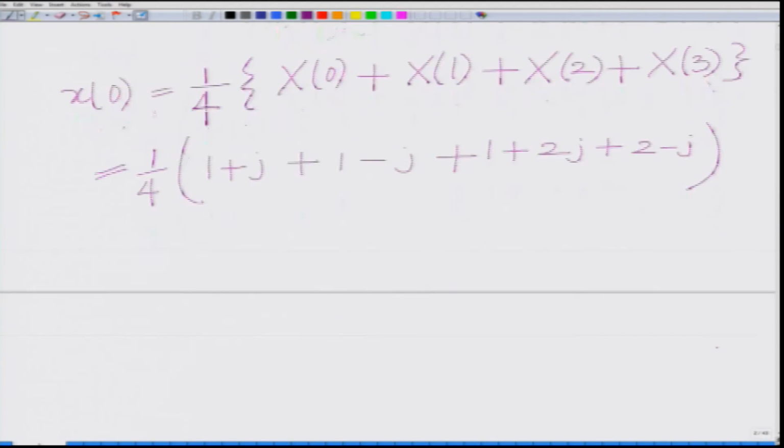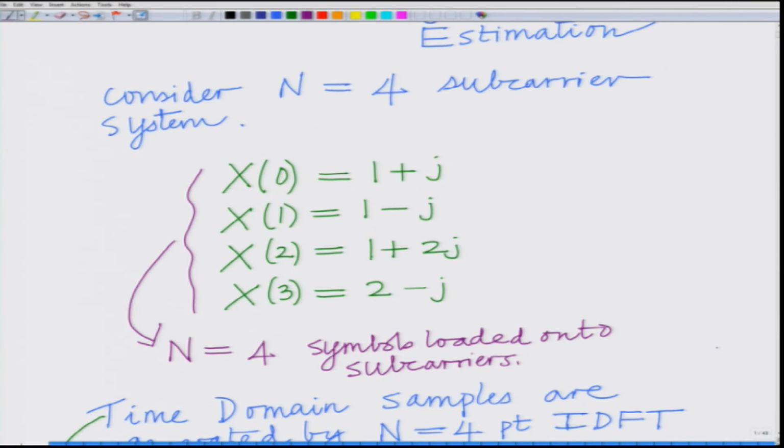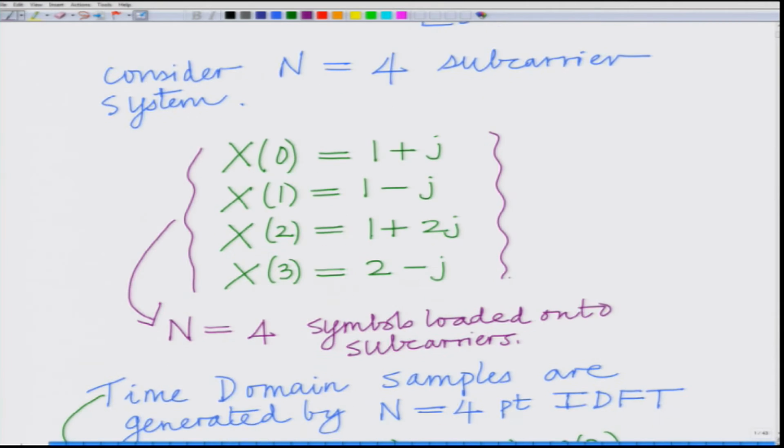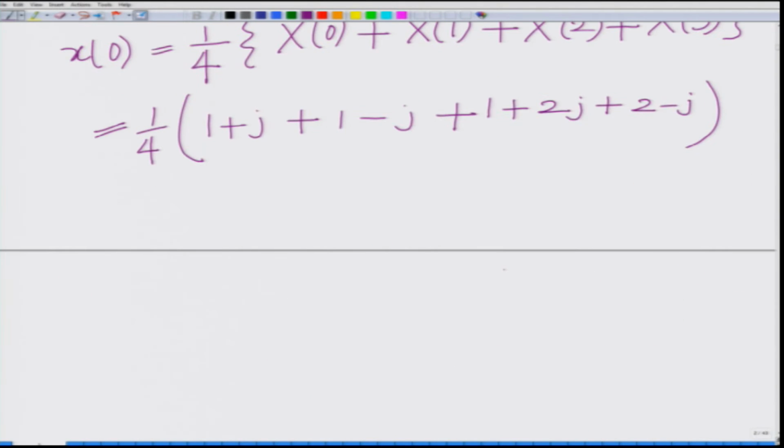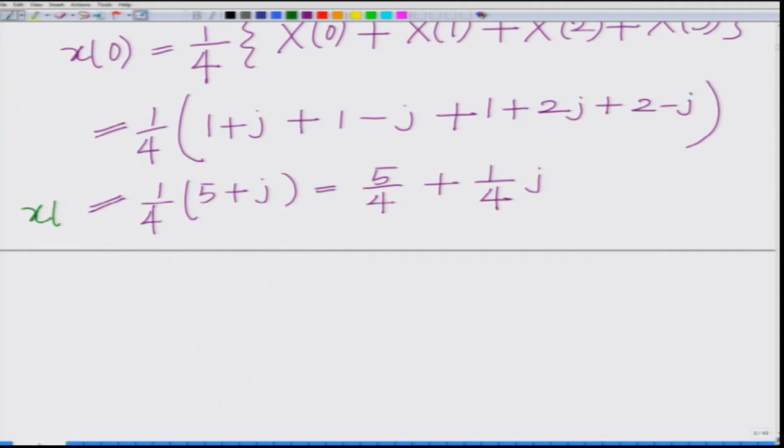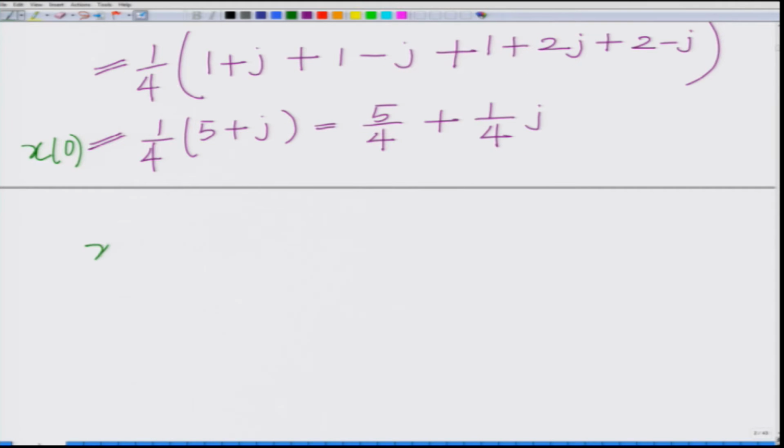Remember, we have already given the values of capital X, that is, the symbols loaded onto the subcarriers, so I am simply substituting them here. So I have 1 over 4 times 1 plus j plus 1 minus j plus 1 plus 2j plus 2 minus j, which is equal to 1 over 4 times 5 plus j, which is equal to 5 by 4 plus 1 over 4 times j. This is the complex symbol small x0, the sample transmitted at time 0. Similarly, let us compute small x1, which is the sample transmitted at time 1.